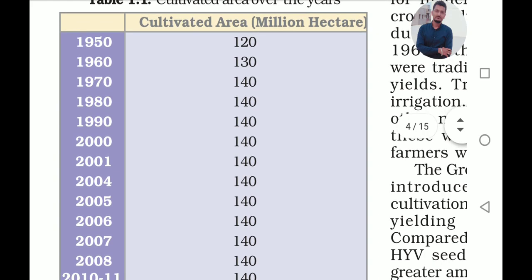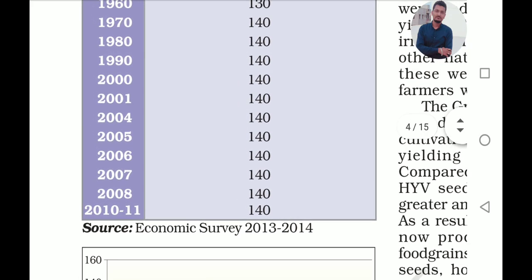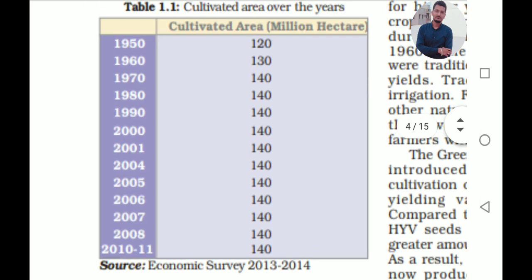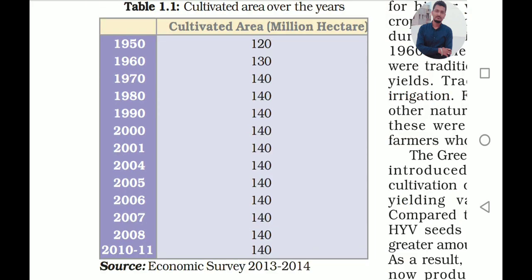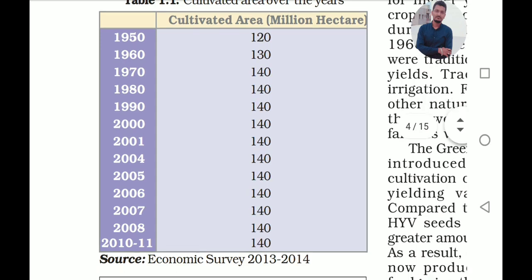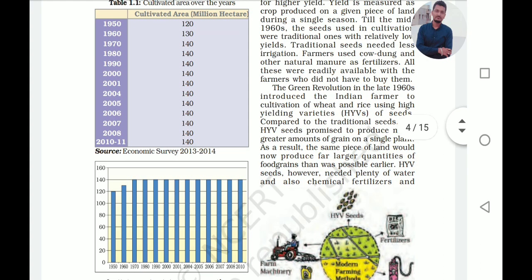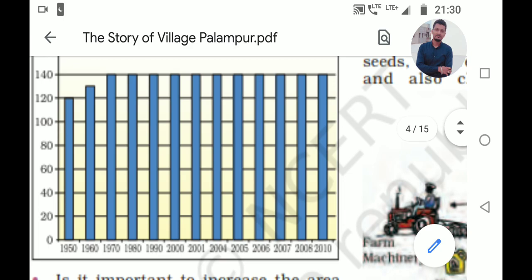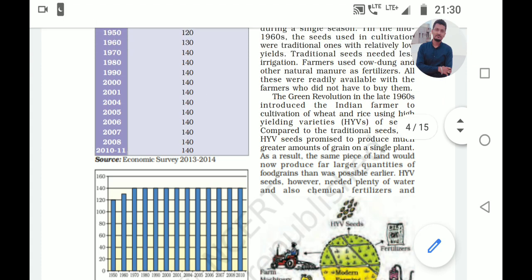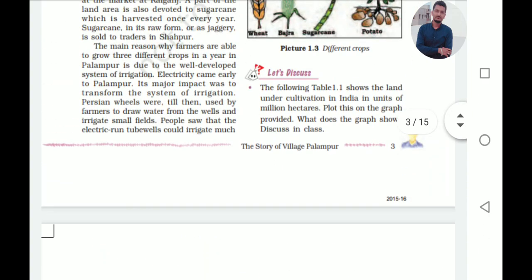So we can see here that cultivated area has not increased much, and there is not much difference we can see. From the 1950s, 120 million hectares was the cultivated land area, but after that almost every decade later, in 2010-11, the latest figure given here is also 140 million hectares cultivated area. So there are not many changes, and below that, the graph is there, also we can see that it is continuously the same, there is not much difference. Now let's discuss further.